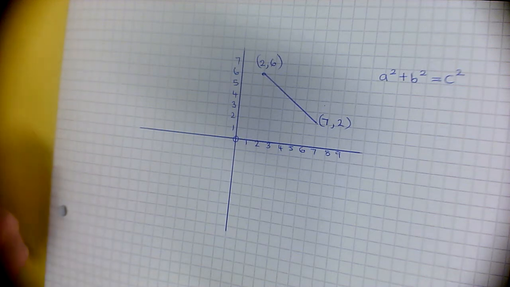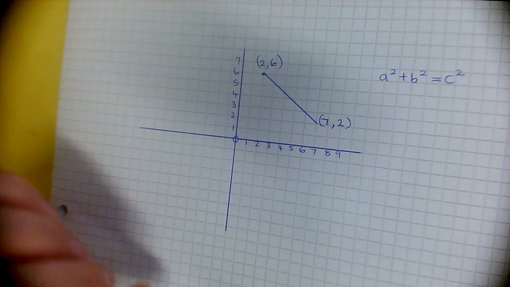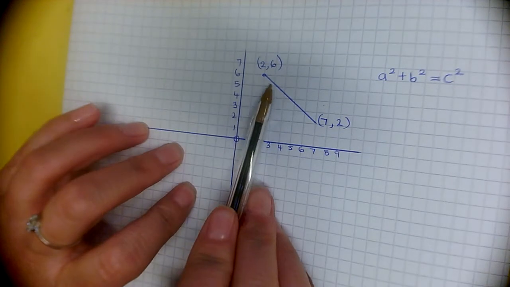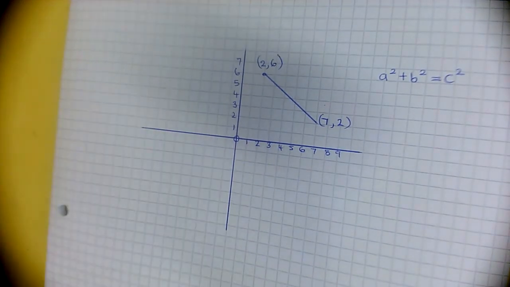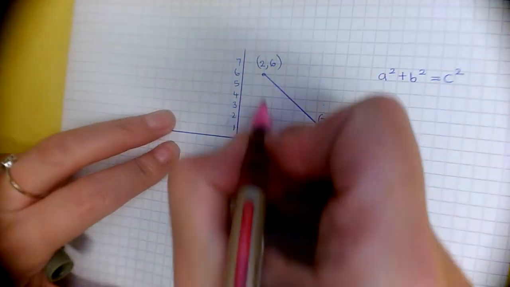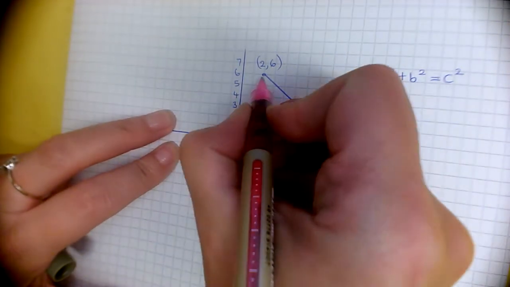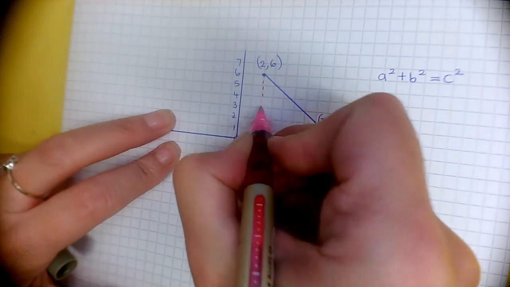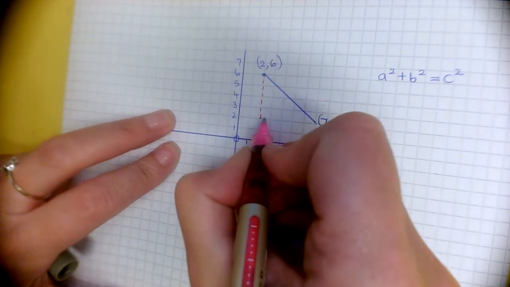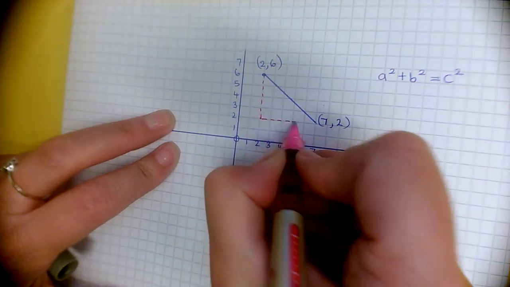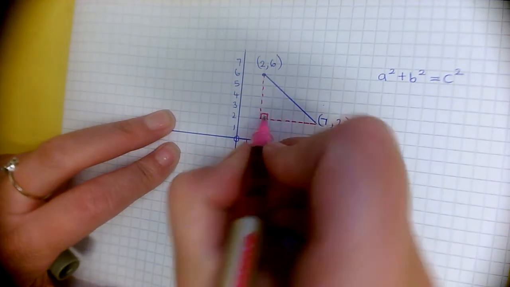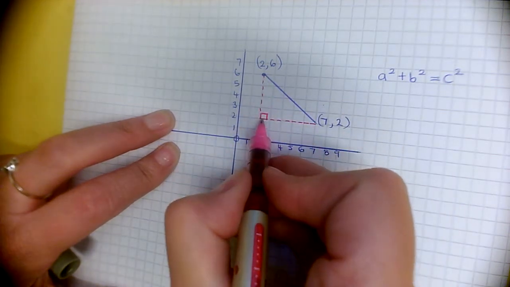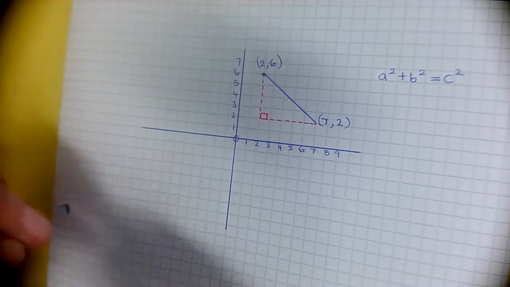So the first thing I need to do is I'm going to create a right angled triangle from this line that I've been given here. Okay, so I'm going to take a different colour pen and I'm going to show you how I'm going to create my right angled triangle, and I'm just going to draw a dotted line down here, and then one across here. And by doing that, hopefully you can see that in there is a right angle, and now I've created a nice right angled triangle.